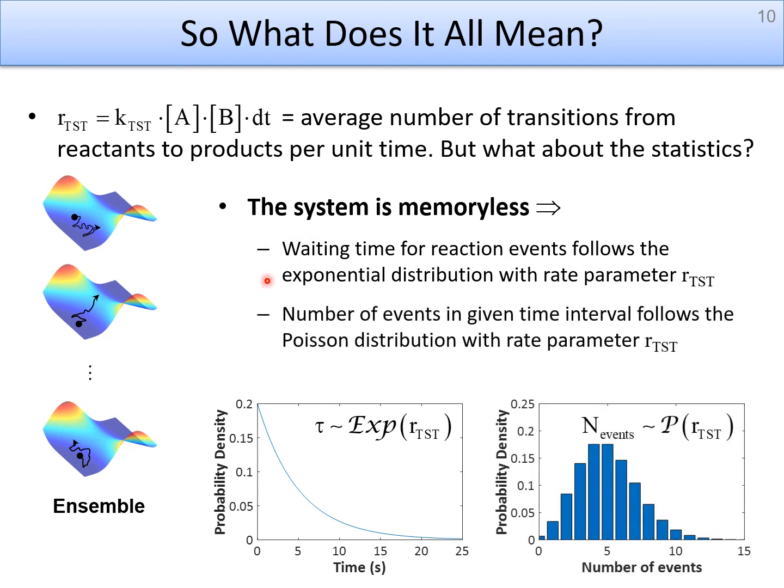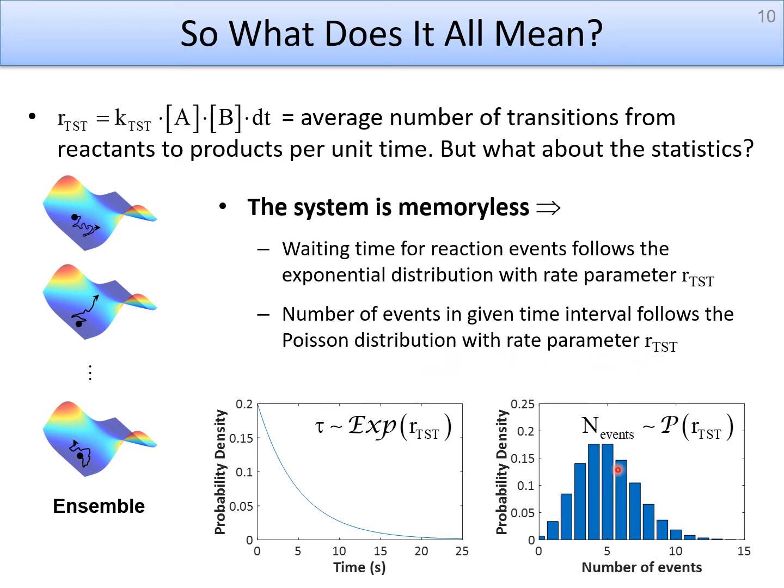We can pose different questions as well. We can say, let's fix the time interval of our observation. So now I'm observing the system from time 0 up to time 1 minute. How many events are going to happen during this 1 minute? Again, by invoking some mathematical theorems, we can state that the number of events in a given time interval is a random variable that follows the Poisson distribution with rate parameter r_TST.